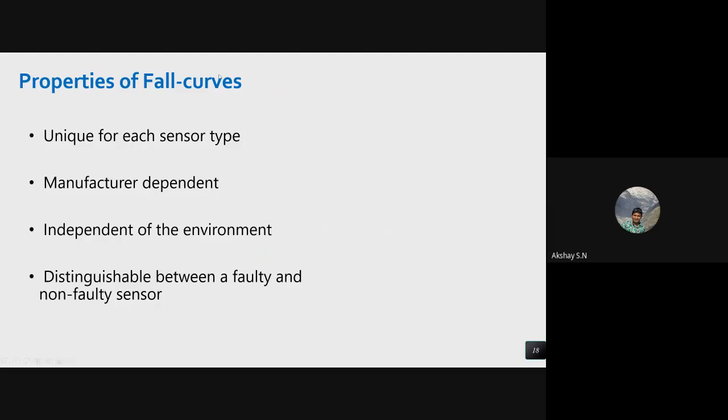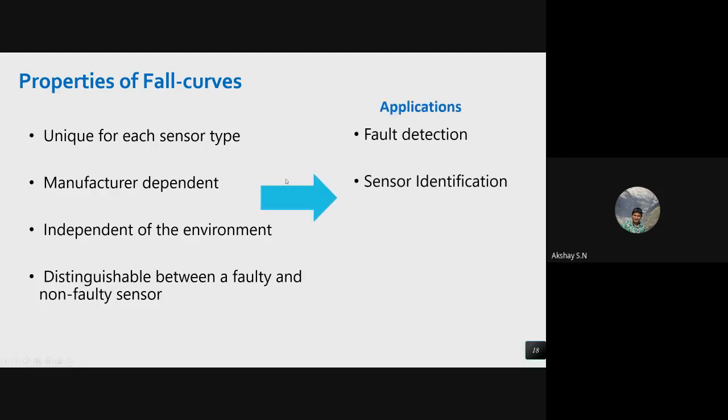To summarize, the key properties of fall curves are: it is unique for each sensor, it is manufacturer dependent, it is independent of the environment, and it can easily distinguish between a faulty sensor and a non-faulty sensor. With these properties, we can now apply this to two very important applications: one is fault detection, the other one is sensor identification. I'll explain both of these in the next slides.